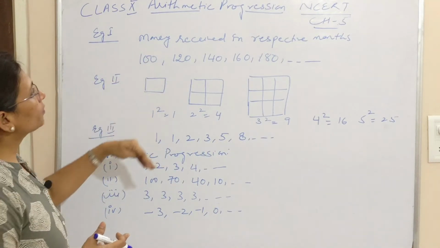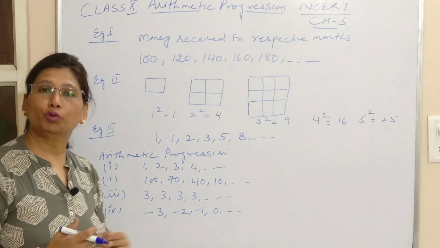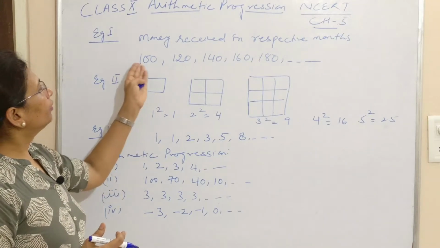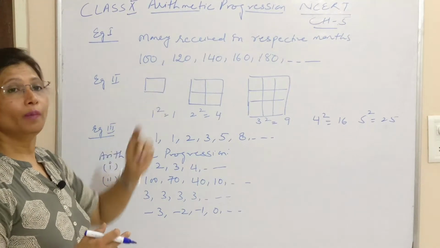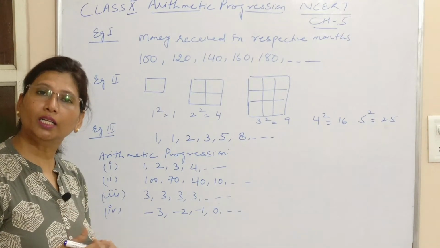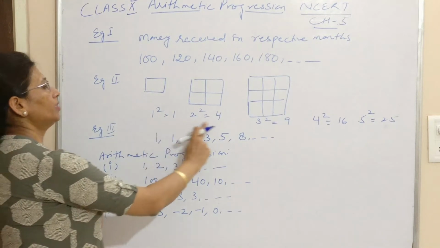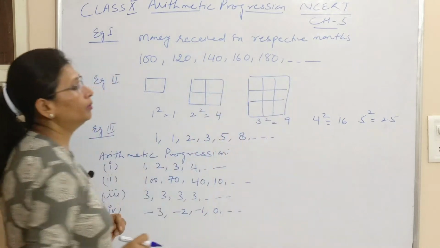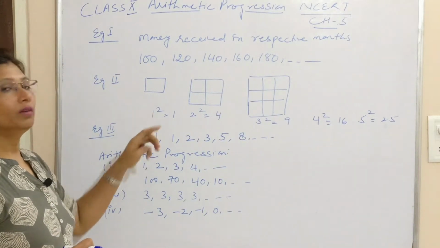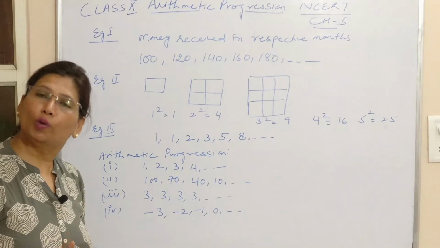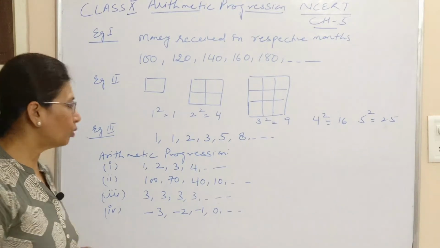If you observe these patterns, there is no similarity, there is no continuity. In the first case, the succeeding term is received by adding 20 to the previous term. And in the second, each term is the square of its succeeding number: square of 1, square of 2, square of 3 and so on.